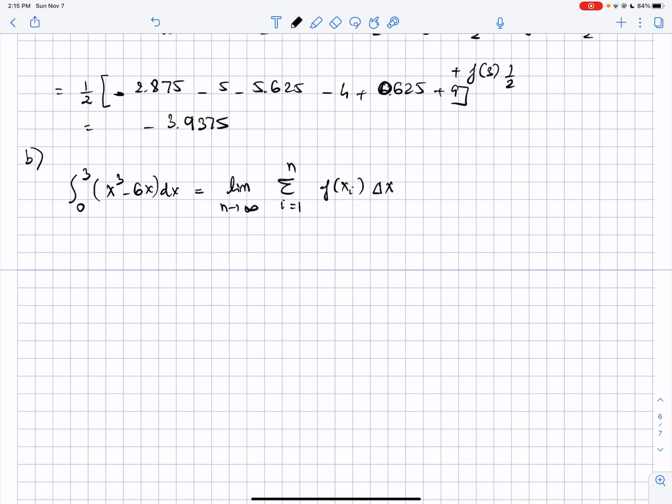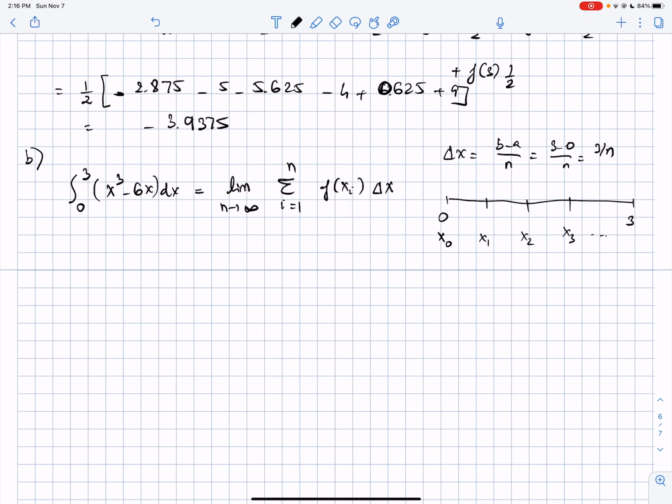And we notice that we need to calculate delta x first, right? So delta x is b minus a over n, so 3 minus 0 over n is 3 over n. And then the xi, so we will have the interval from 0 to 3, and the x0, and then x1, and then x2, and then x3.